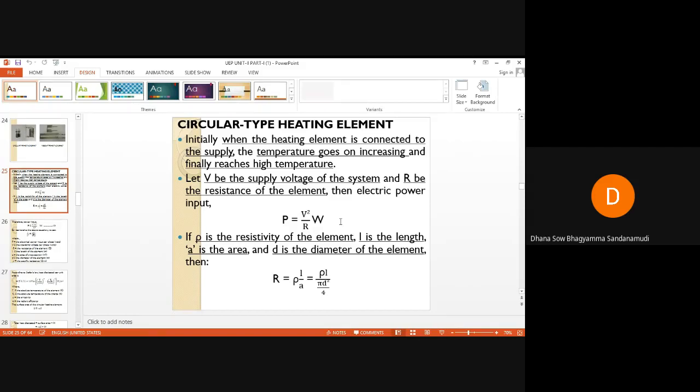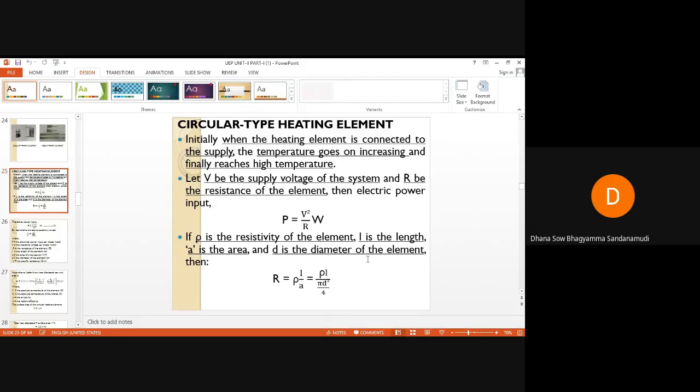So let us assume V is the supply voltage and R is the resistance of the heating element. Then what is the electric power input? P is equal to V square by R. People start writing these equations along with me. As I am telling you, people start writing. No need to write all the theory, just write down these equations.